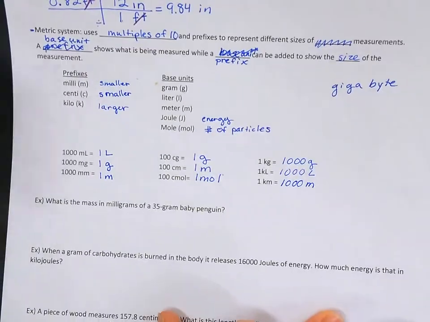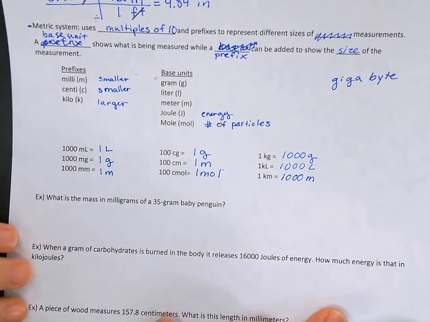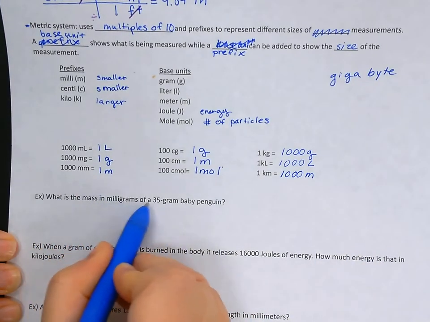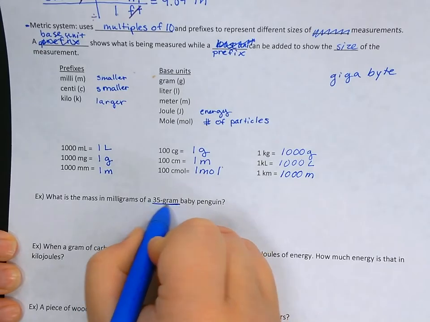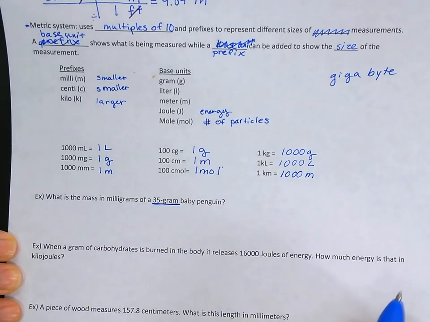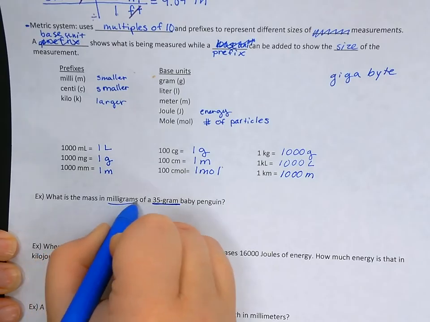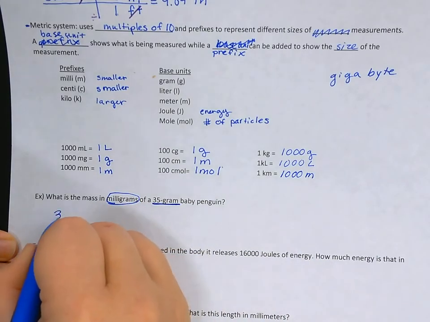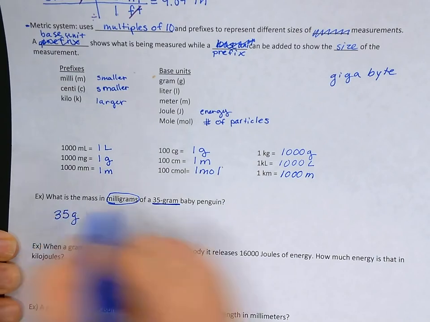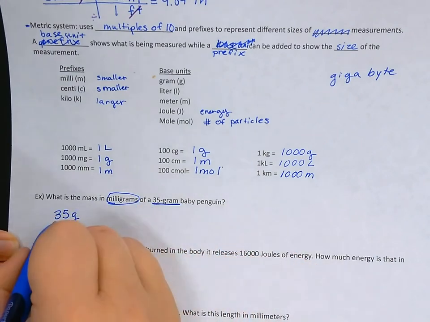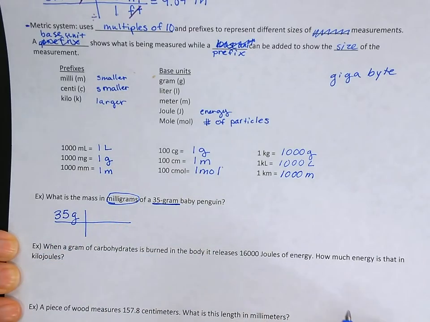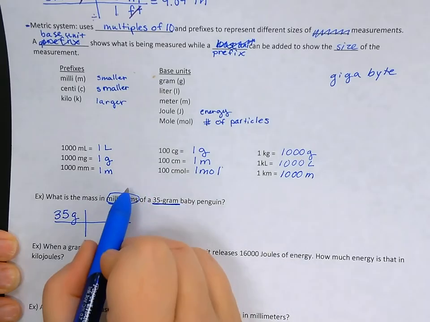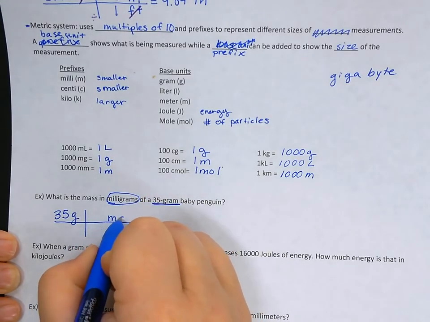Now we're going to try some dimensional analysis using the metric system. What is the mass in milligrams of a 35-gram baby penguin? So there's our given amount, and we're looking for the mass in milligrams. Just like the others, we're going to write down our given amount first. I'm just going to put G for gram. I'm going to set up my little table, and I'm going to copy that unit to the bottom. And then what I want is going to go on the top: M for milli, G for gram.